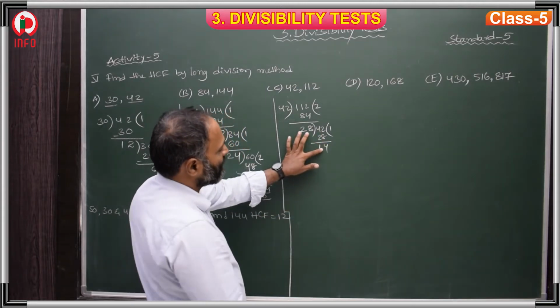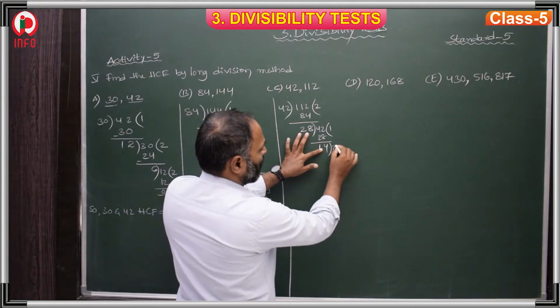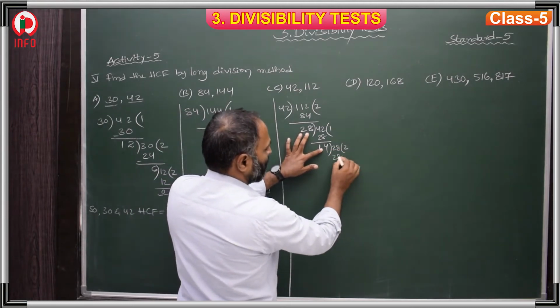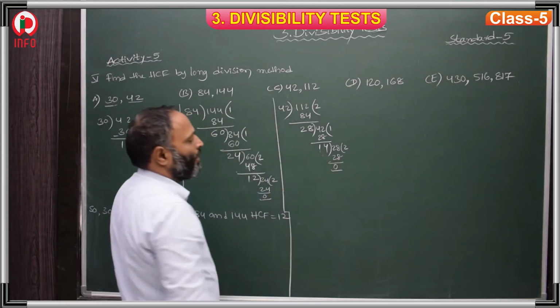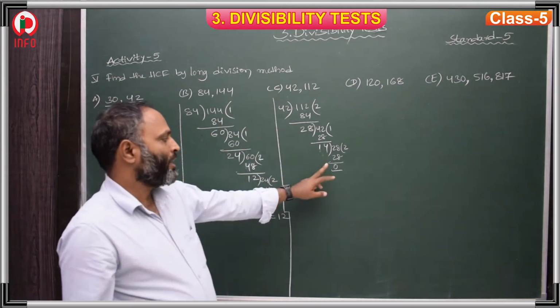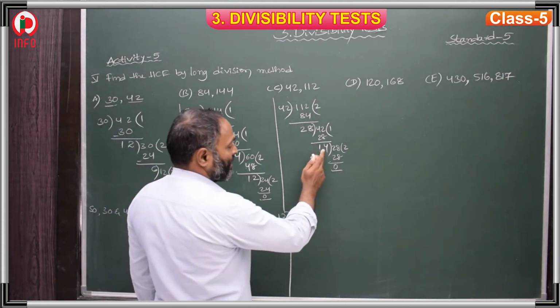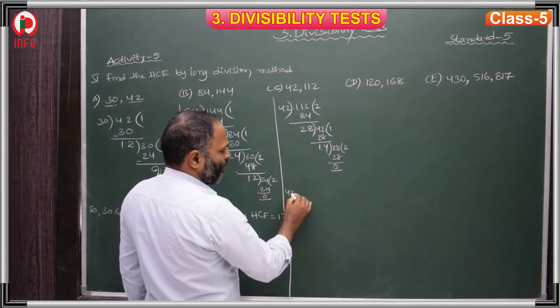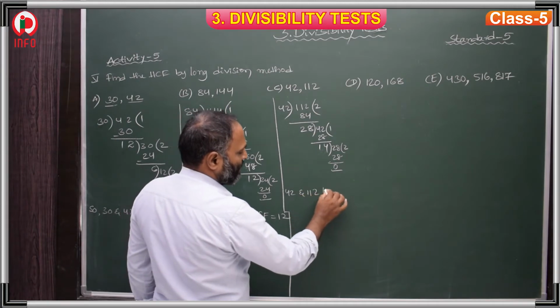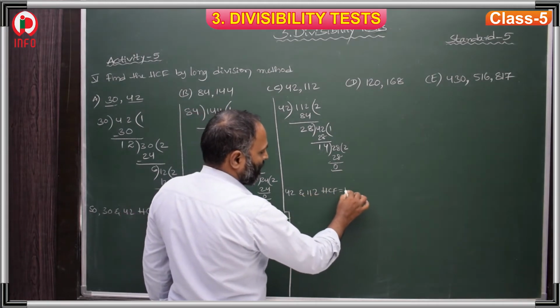Second remainder with second divisor. 14 with 28. 14 twos are 28. Then with 14 as a divisor, we get remainder as 0. So the HCF of 42 and 112 is 14. 42 and 112 HCF is 14.